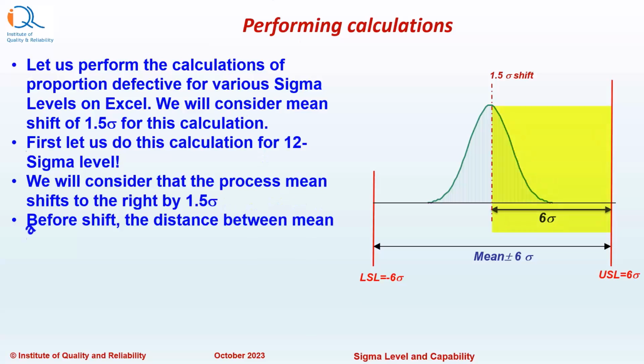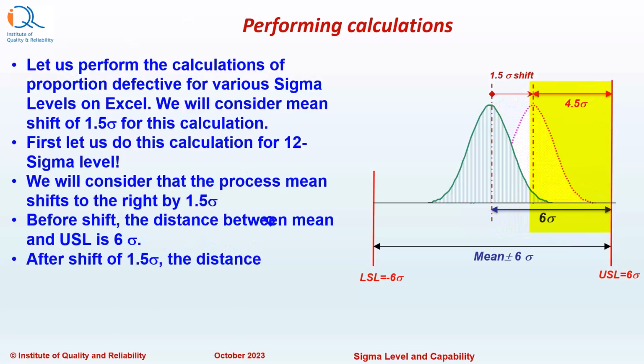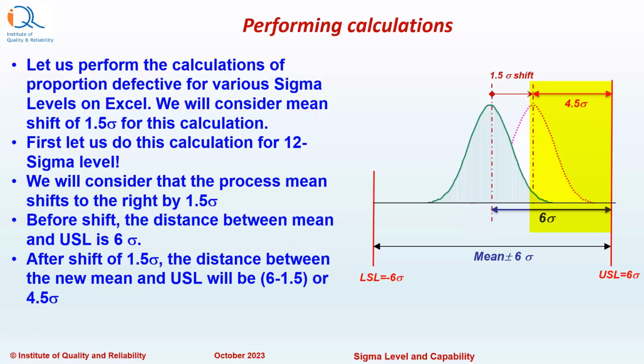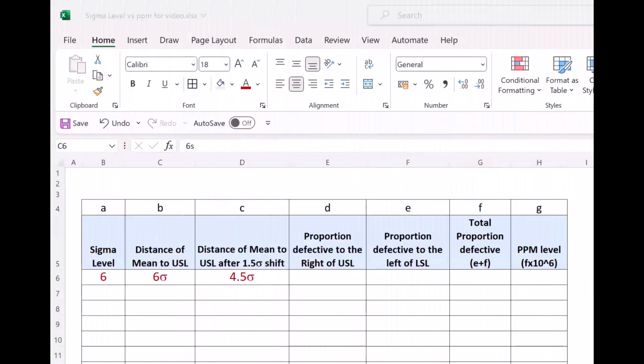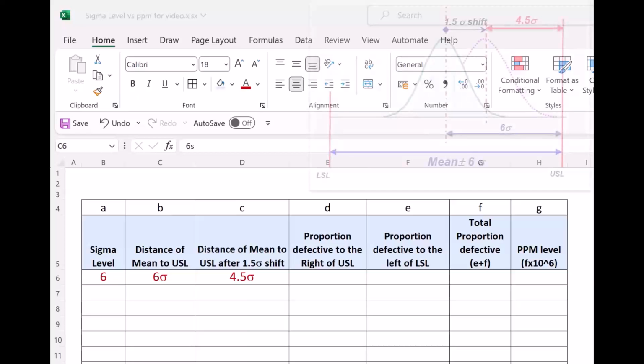Before shift, the distance between mean and USL, that is upper specification limit, is 6 standard deviations, 6 sigma. After shift of 1.5 sigma, the distance between the new mean and the USL will be 6 minus 1.5 or 4.5 sigma. Let us perform the calculations of the proportion defective and the PPM levels on Microsoft Excel. We will use the logic that we have discussed so far.